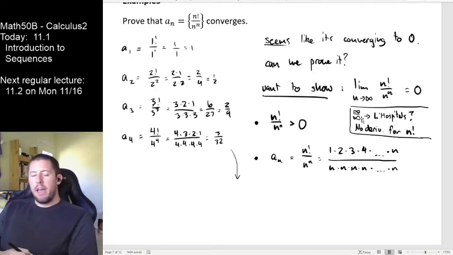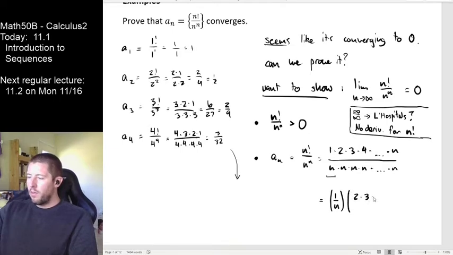Now that we don't have that, one of the things I always like to do is identify special terms in a sequence. By special, I mean things I know something about. My problem is I don't know much about n factorial and n to the n, but when I write it out like this, I see there is at least a piece I am very comfortable with, which is the 1 over n part. So I'm going to think, what if I wrote this as 1 over n times the remaining pieces?